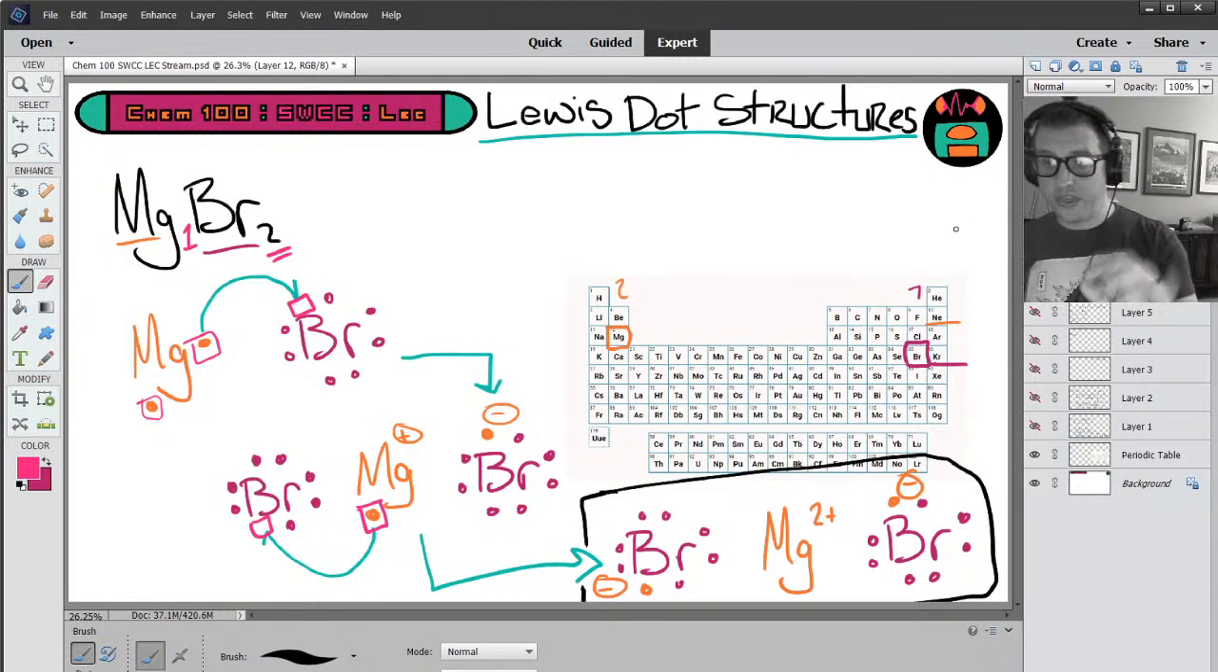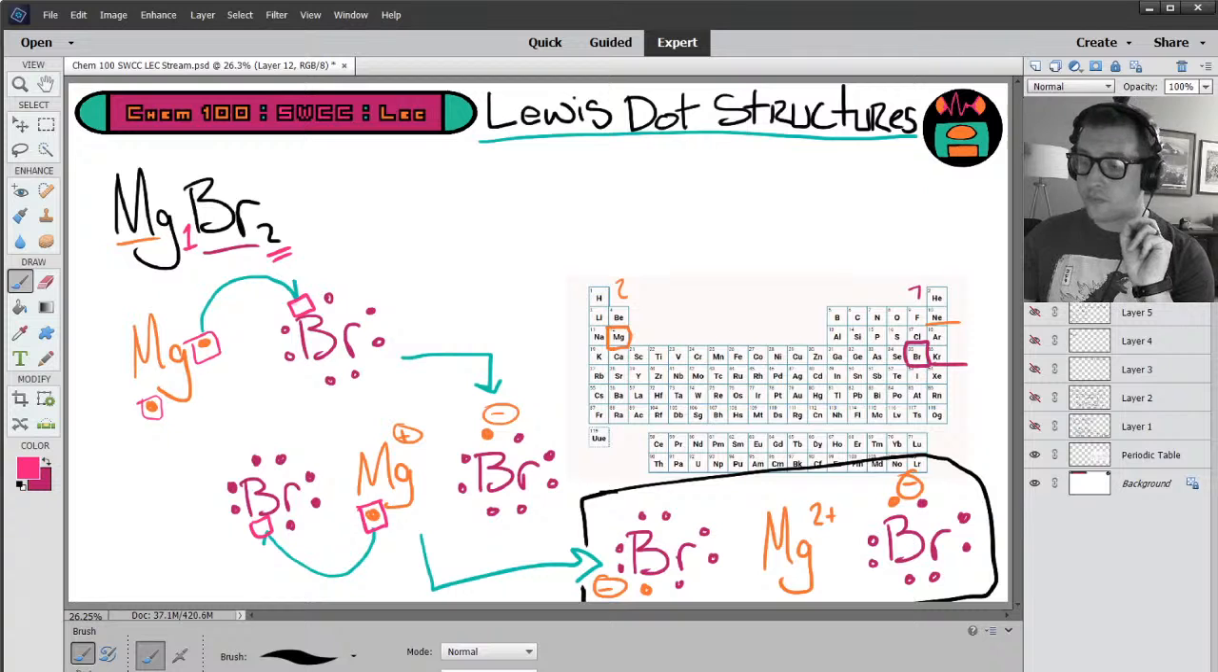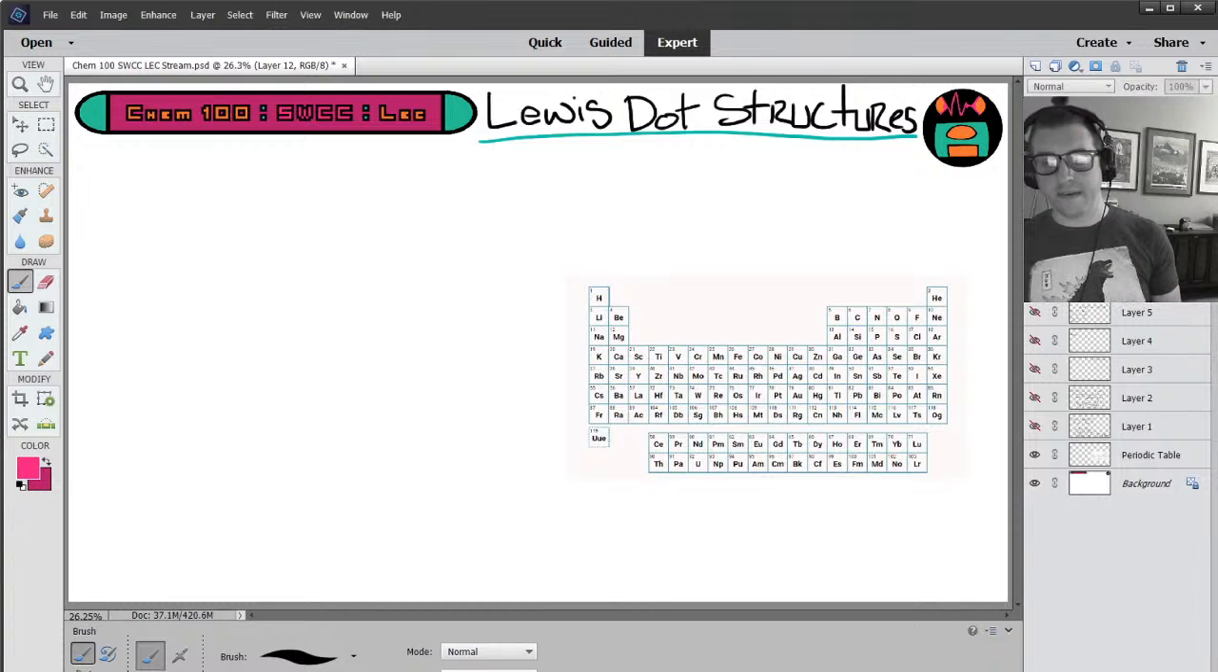All right. We have used Lewis dot structures to talk about how ionic compounds form. We're now going to shift gears a little bit and start using Lewis dot structures to show how covalent bonds form.